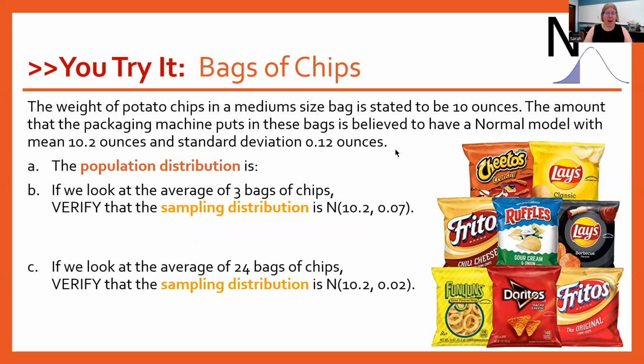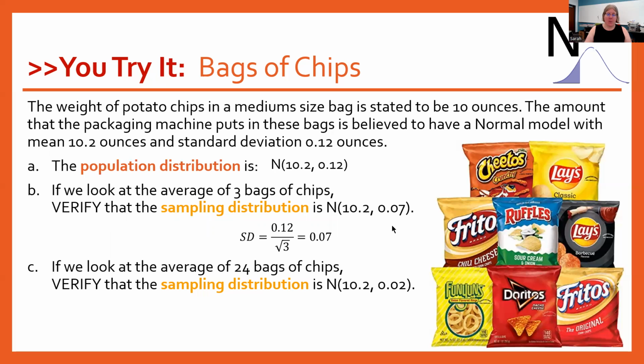All right, so our population distribution here, it says it's normal. So I have N and I have 10.2 and 0.12. And then since my original population is normal, I can use any sample size I want for my sampling distribution. So a sample size of 3 is fair game. So it'll stay normal, it'll have the same mean. The only thing that changes is my standard deviation. So I'll take the original of 0.12 and divide by the square root of 3, my sample size. And that's where I'm getting 0.07 from.